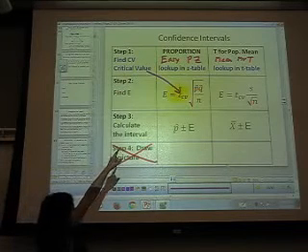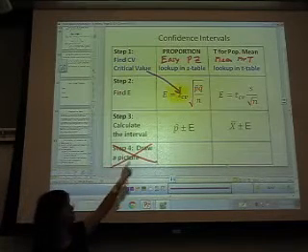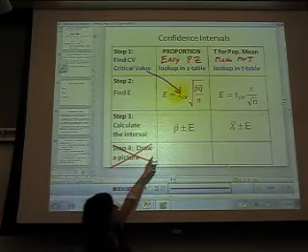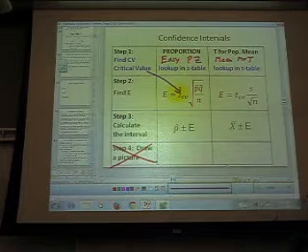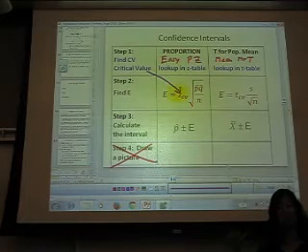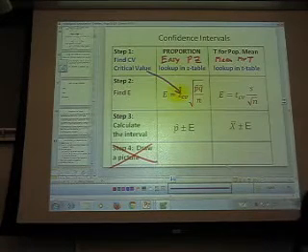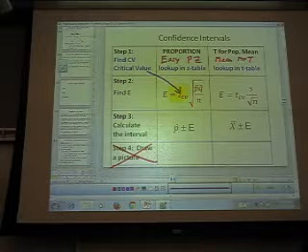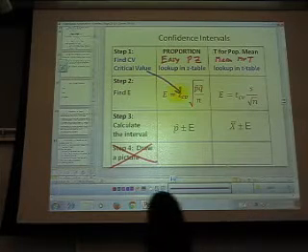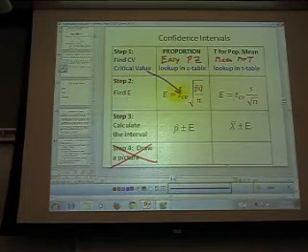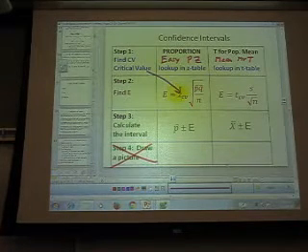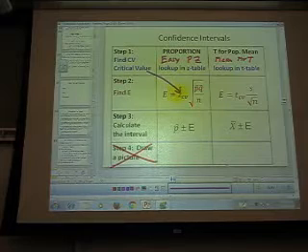And then, once you find your error, your E, your margin of error, find your interval. P hat plus or minus E, or X bar plus or minus E. So then you put the lower limit here, parentheses, lower limit, comma, upper limit, and parentheses. Good? Okay. Good. Questions on that part? A little refresher on how to find confidence intervals, because people seem to have forgotten.